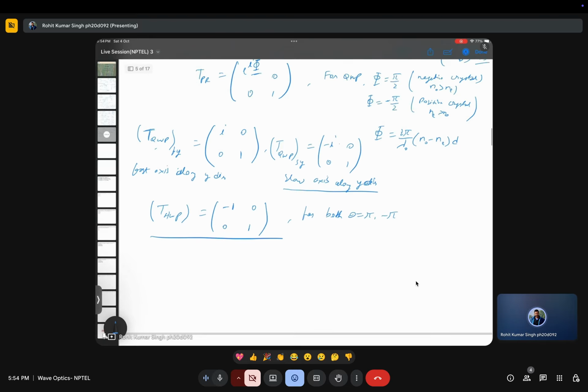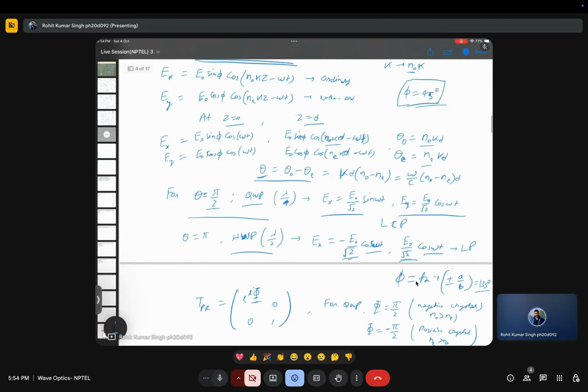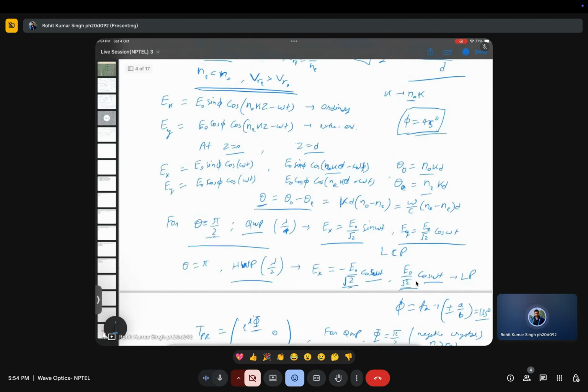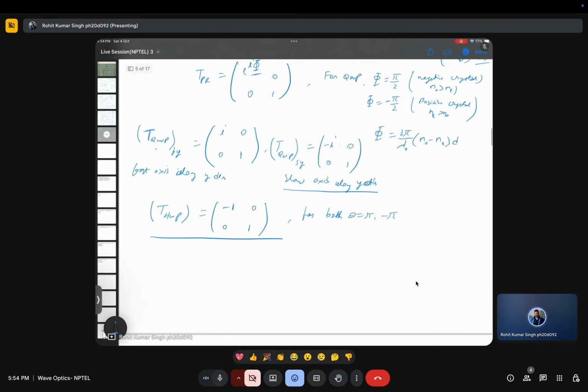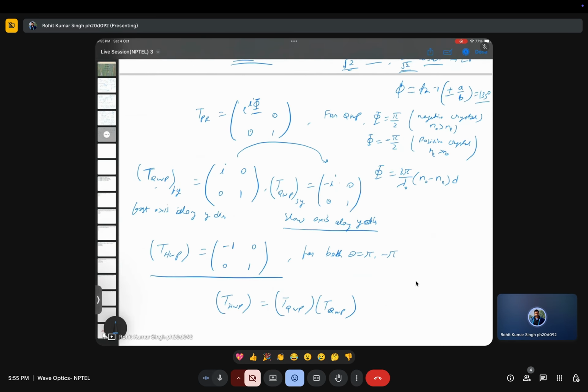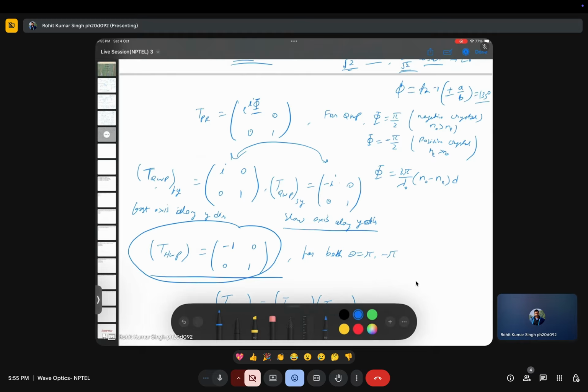And also one thing you can see: if you apply the quarter wave plate 2 times, so pi by 2 twice, you basically get a pi phase difference, right? So you get a half wave plate, and that should also be true in this matrix formulation. So what I am saying is this should be equal to this and again this. You can verify: multiply these two matrices, you should get this matrix, for consistency.